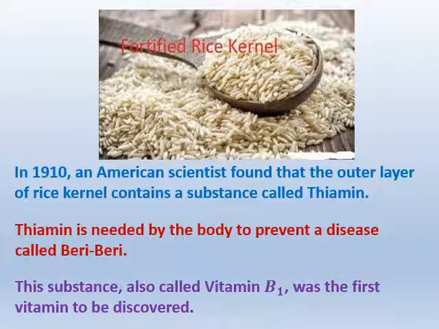What do we call it, children? Thiamine is the substance present to prevent a disease called beriberi. And thiamine, the substance which we get on the outer layer of the rice kernel, we call vitamin B1. And vitamin B1 was the first vitamin discovered by the American scientist in the year 1910. Clear, children?